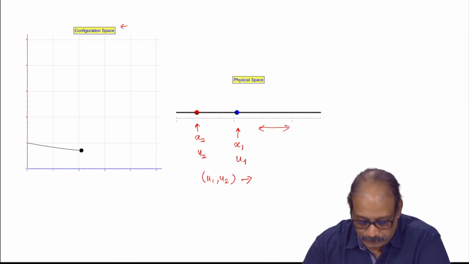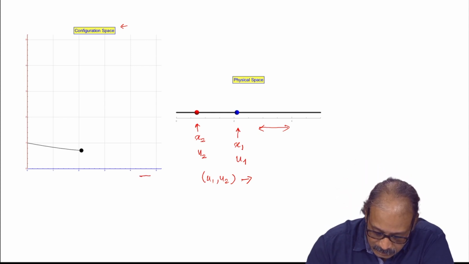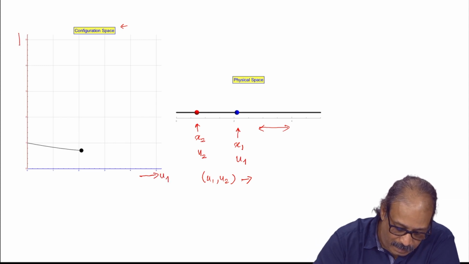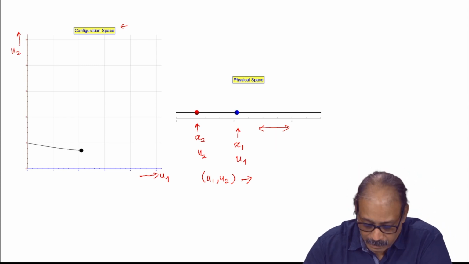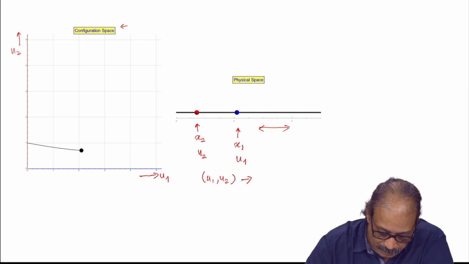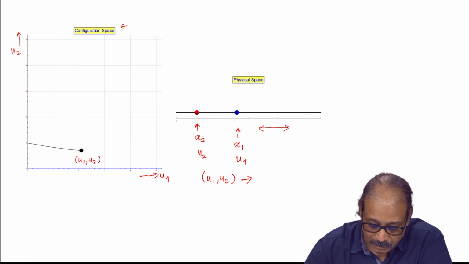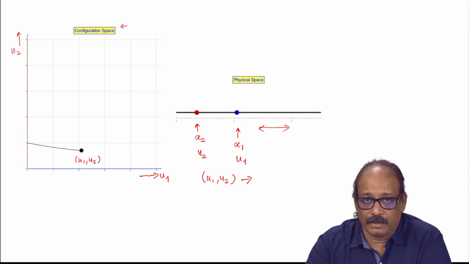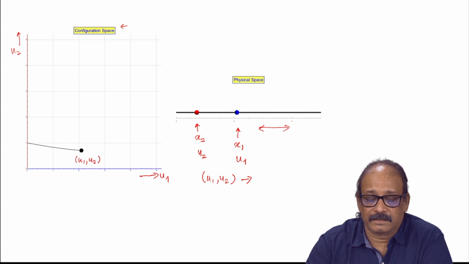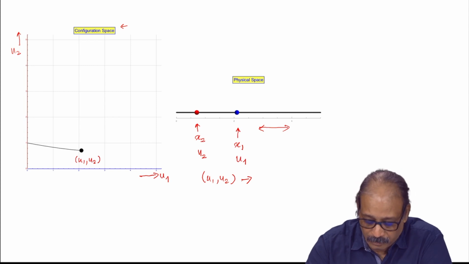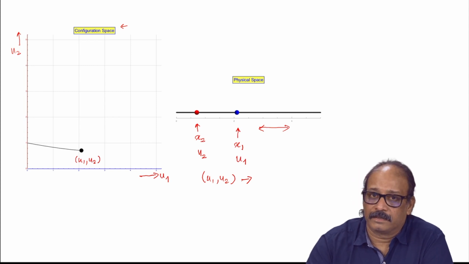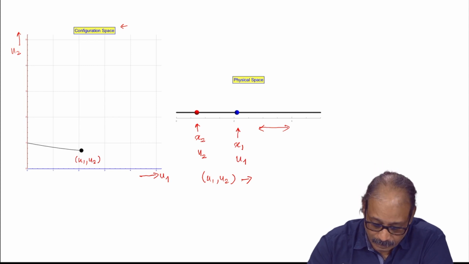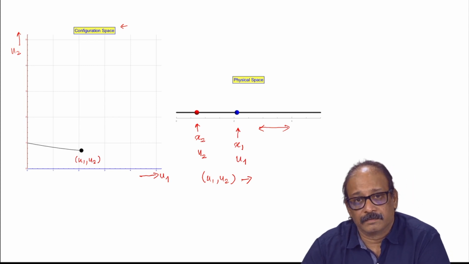In this configuration space, on the horizontal axis we will plot u1 and on the vertical axis we will plot u2. And every point u1, u2 that you are seeing here at this moment are basically coordinates. So, it is a point in 2 dimensional space, but what it actually means is that the blue ball is at location u1 and the red ball is at location u2. Okay.